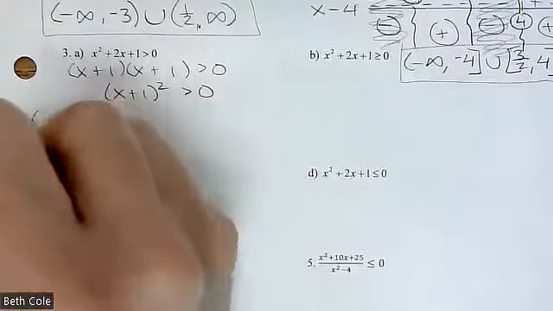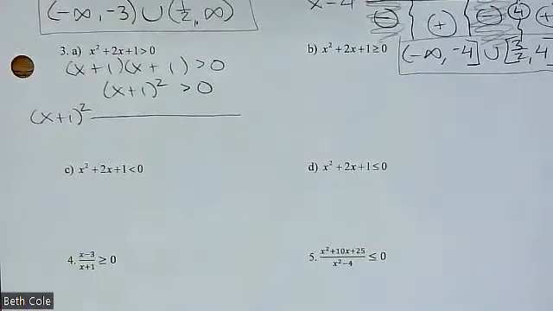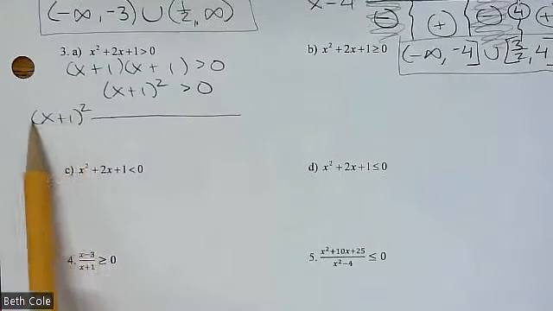Okay. So when you make a number line for your x plus 1 squared, what would make that factor 0?